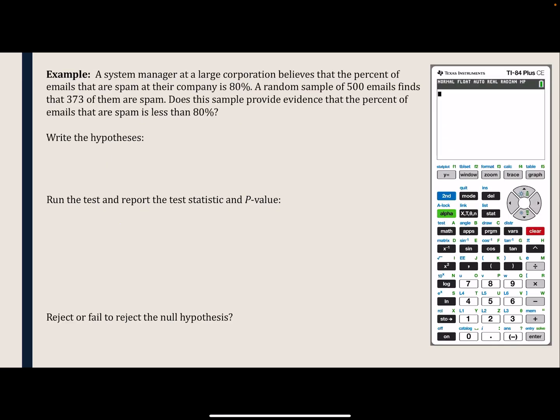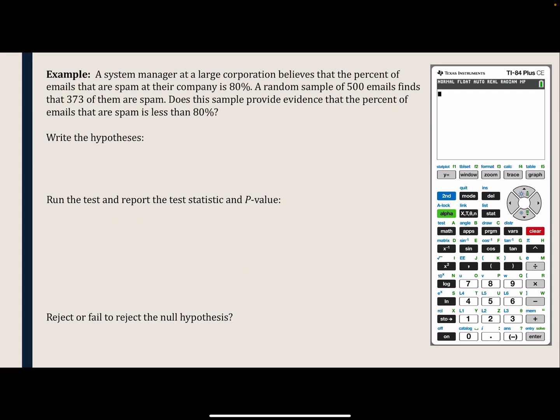So let's start with a 1PropZTest. It says a system manager at a large corporation believes that the percent of emails that are spam at their company is 80%. A random sample of 500 emails finds that 373 of them are spam. Does this sample provide evidence that the percent of emails that are spam is less than 80%?